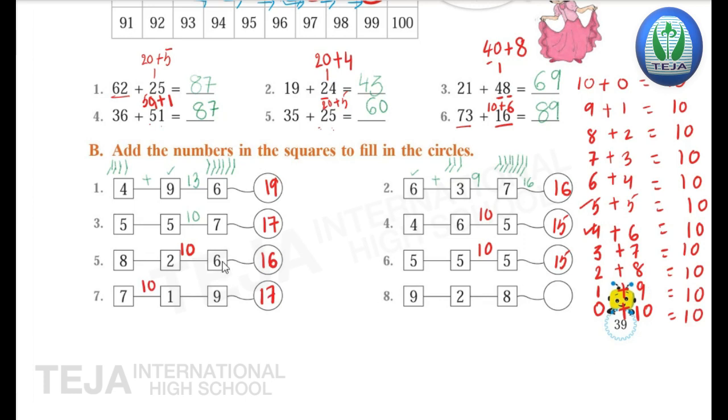Now next, eighth question. See from the last onwards. 8 plus 2 plus 9. So 8 plus 2 is how much, children? See here, look at the addition facts of 10. 8 plus 2 is 10. So 8 plus 2 is 10. 10 plus 9 is 19.